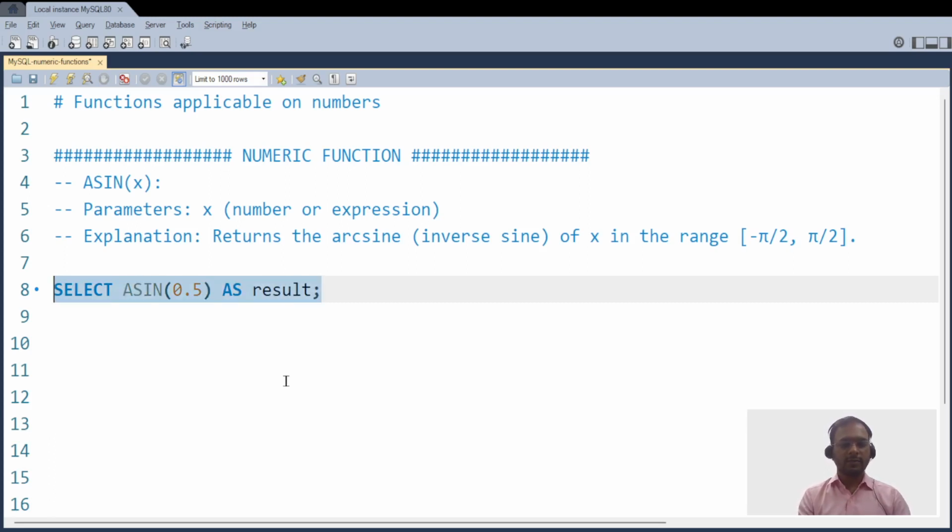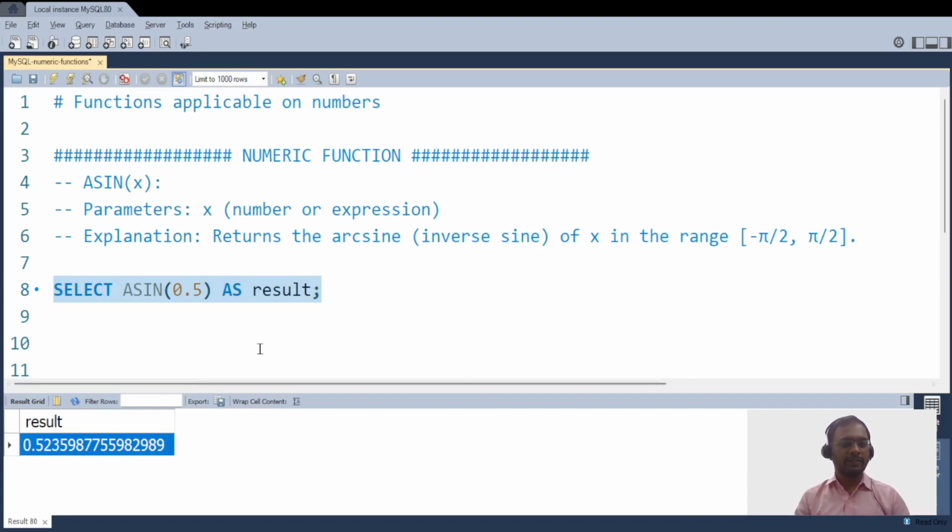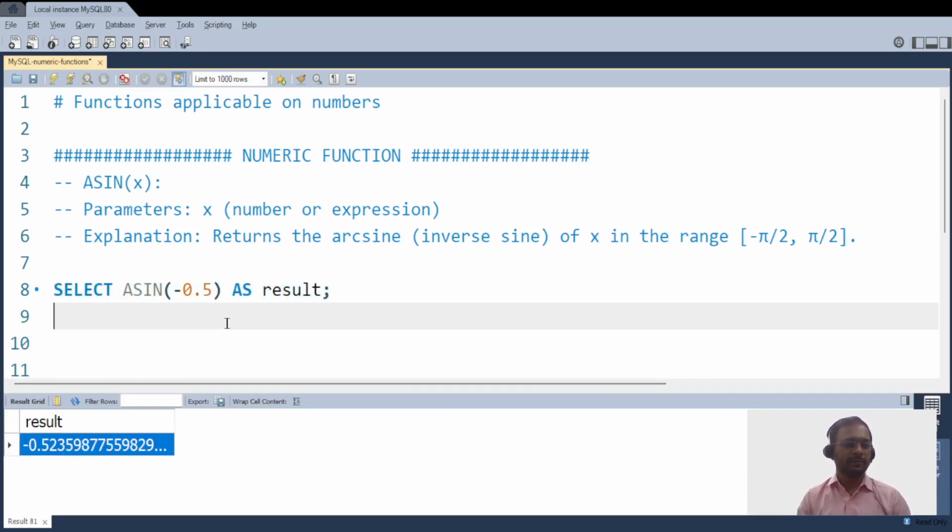So sine inverse of 0.5 will be displayed here, which is 0.5235 and so on. Remember the value here is the angle in radians. Similarly, we can change the value inside the bracket, say minus 0.5, we'll get the result in negative value. So if I execute this, you'll see the answer as minus 0.5235 and so on. Again, the angle is in radians.